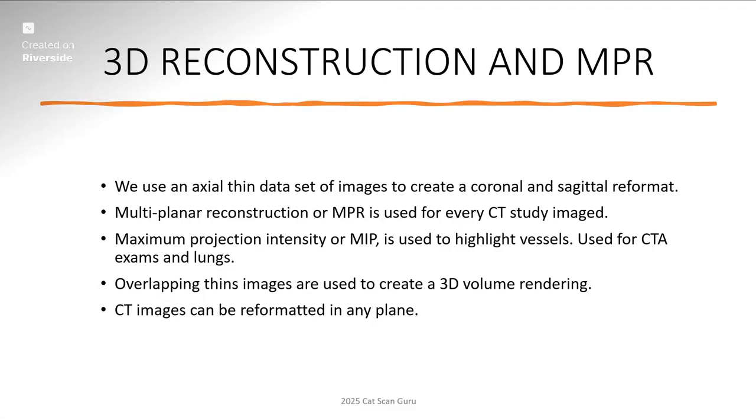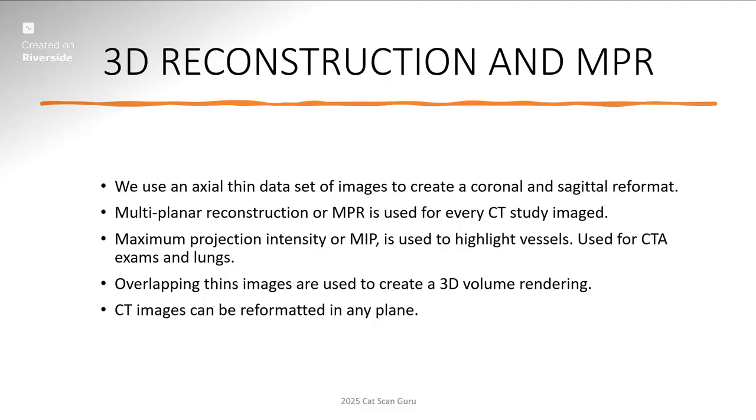So these are not contiguous, these are overlapped. Usually when I say overlapped, the thin data set could be, for example, 0.625 by 0.3 or something like that. Okay. So these images are all just overlapping each other. Now, multiplanar reconstruction, or MPR, is used for every CT study image. Every study, every protocol requires a sag and coronal so the radiologist can see all the different views. Not only axially, but coronal and sagittal.